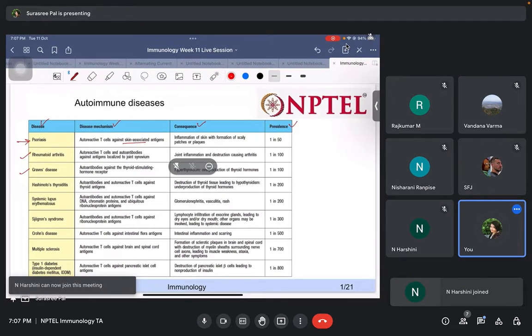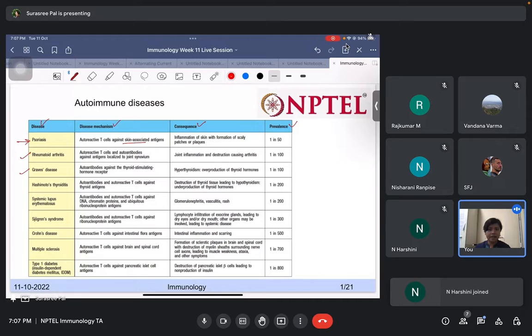When the T cells and the antibodies act against the tissues of the joint synovium, it causes joint inflammation, and finally it causes arthritis. So this is rheumatoid arthritis, which is also a very common autoimmune disease. You can see it in almost one case in 100 people.